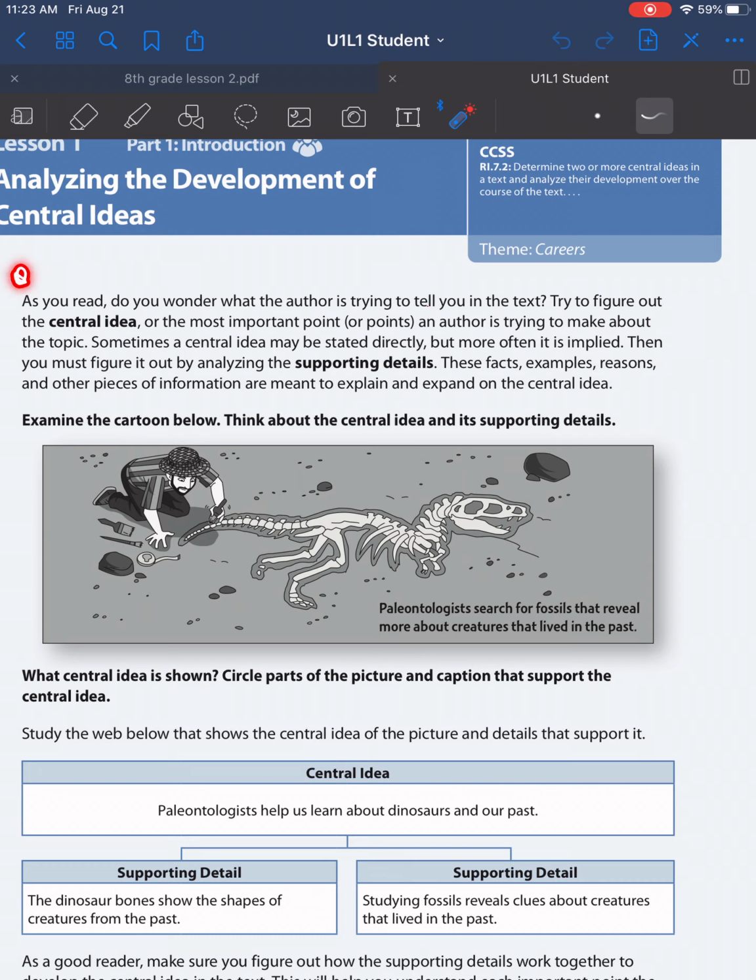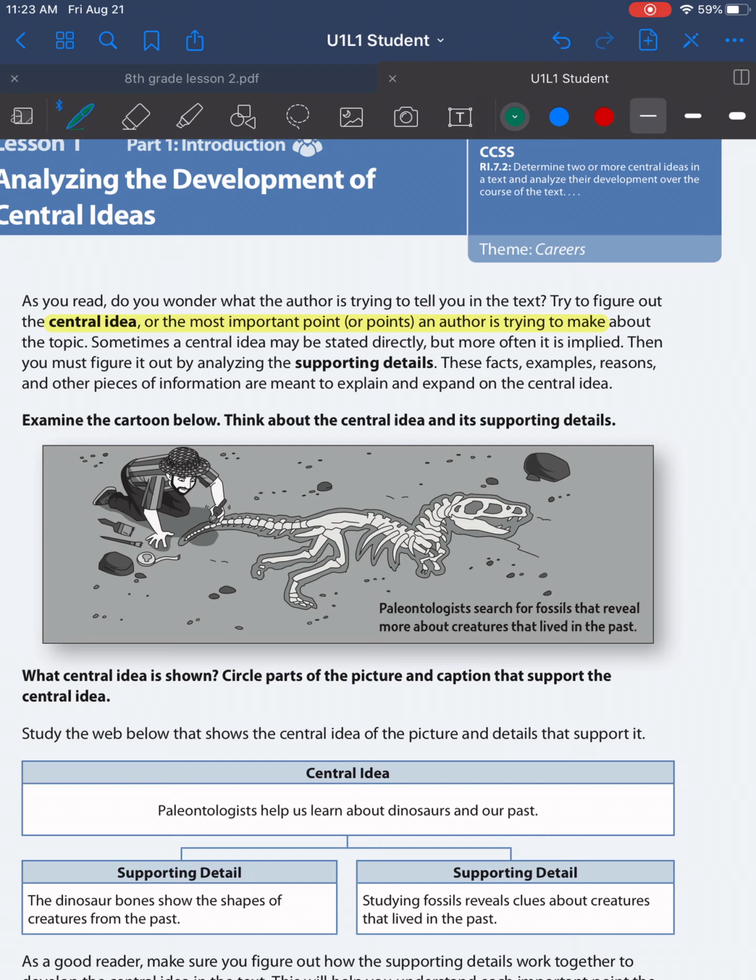I'm going to start right here. As you read, do you wonder what the author is trying to tell you in the text? Try to figure out the central idea or the most important points an author is trying to make about the topic. Go ahead and take your pencil, pen, whatever you got, and I'm so fancy, I got a highlighter. I'm gonna highlight what central idea is. Central idea is the most important point or points the author is trying to make. Okay? Oh, look how fancy I am.